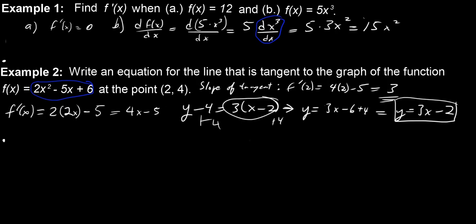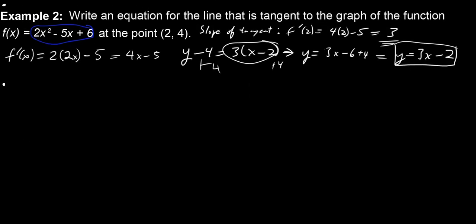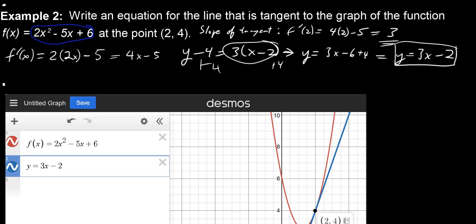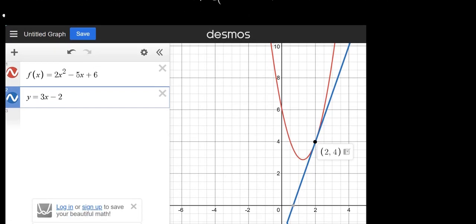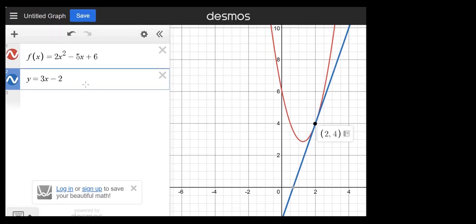Okay, and what I want to show you is a graph that I made using Desmos, a graph of both the function and its tangent line. So the red graph is the graph of the function 2x squared minus 5x plus 6, and the tangent line that we found just now was 3x minus 2. And we can see it certainly looks like it is the tangent to the graph at that point. So there we go.